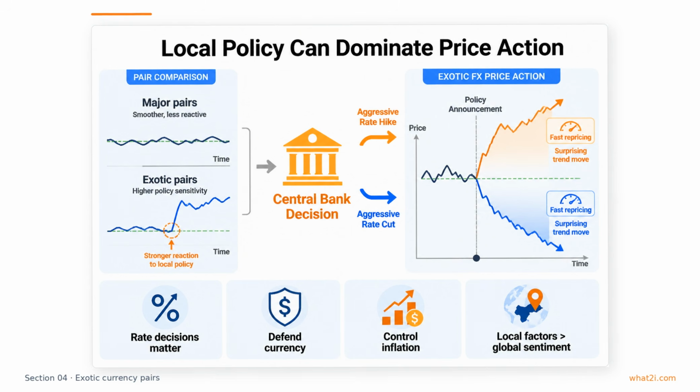Traders who are used to the deeper and often more balanced behavior of major pairs can be surprised by how forcefully an exotic pair reprices. In this part of the market, local policy is often the main story.